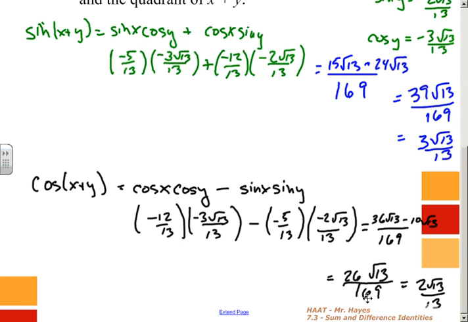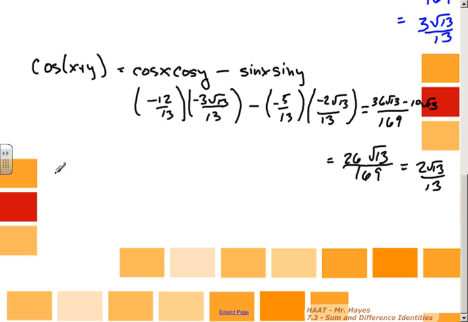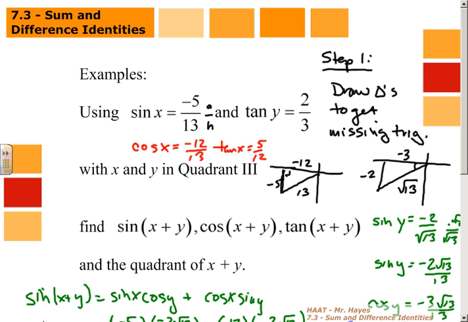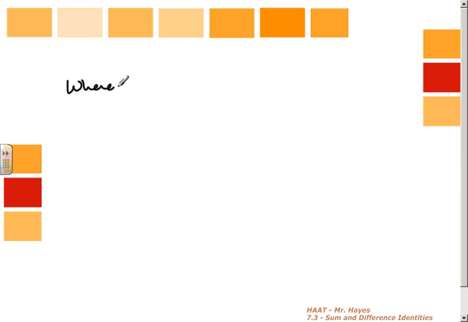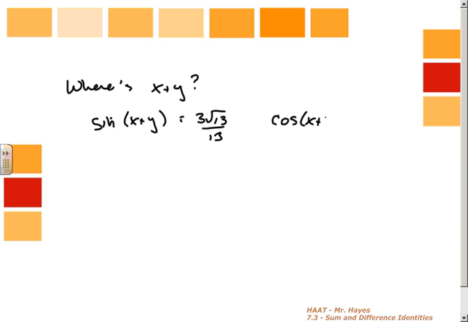And again, let's see. Actually, I'll start a new page. So where is x plus y? Okay, sine of x plus y is 3 root 13 over 13. Okay, cosine of x plus y is 2 root 13 over 13. Now, the numbers are not important, their signs are.